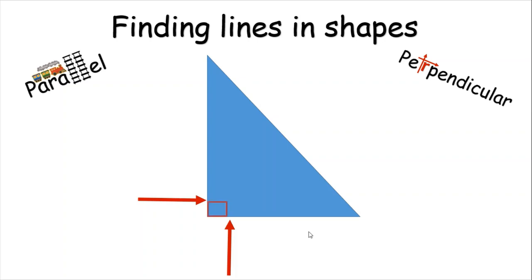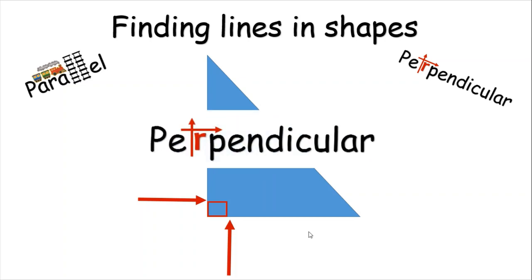Now, a big clue is the fact that it's a right angle triangle, and so there's a right angle in the corner there where the lines are meeting, which means it must be perpendicular. Those two sides of the shape are perpendicular to each other because they meet at a right angle.